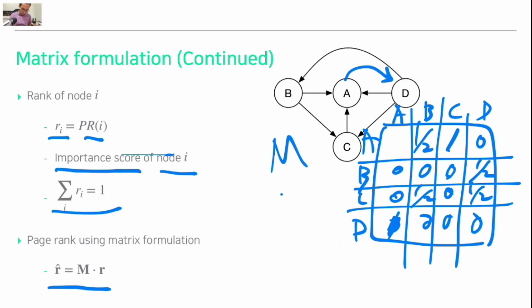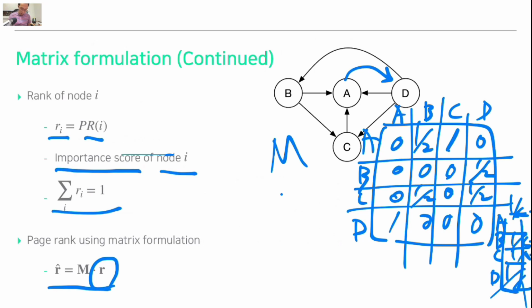So we get 0, 0, 0, 1, right? This is the same. For the initial score, we also need 4 different values, one for each node: A, B, C, D. We just put 1 over 4, 1 over 4, 1 over 4, 1 over 4, right? When we multiply this, we get something, right?